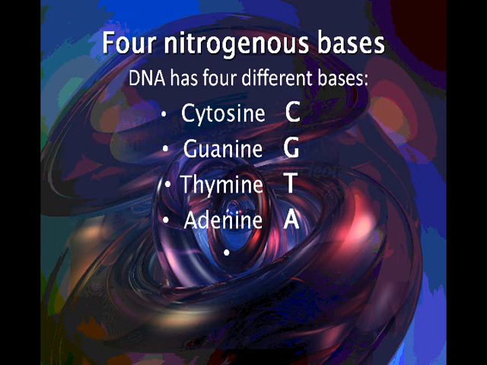These 4 different bases are often just represented by their letters. Cytosine and guanine always pair up, C and G. It helps me to remember that because the letters kind of look the same, so they pair up. Thymine and adenine pair up.